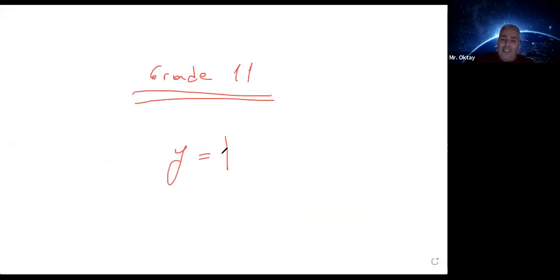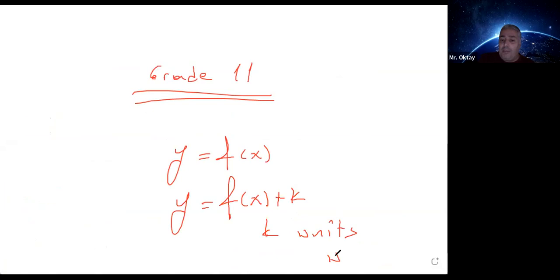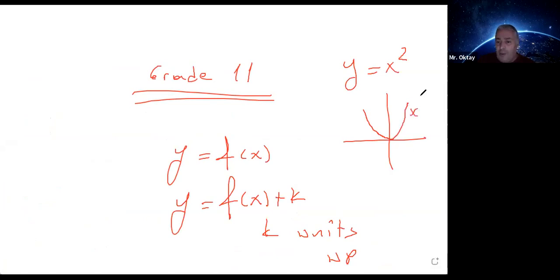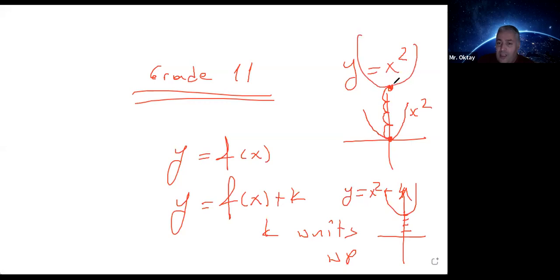Now, y is equal to f of x. If you have f of x plus k, k units up. So, y is equal to x squared. This is its graph, we know. Now, if I say y is equal to x squared plus 4, I will take 4 units up. 1, 2, 3, 4. So the graph will be this. Copy paste, same thing, or just take the vertex. 1, 2, 3, 4. So this is the graph now.